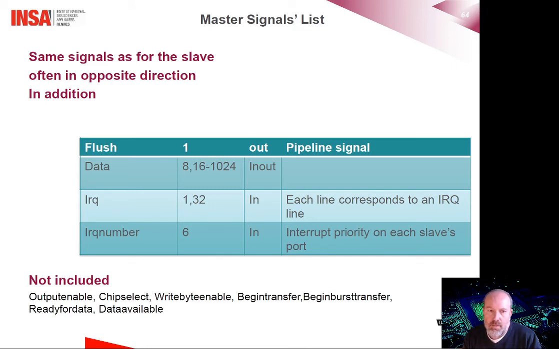And these signals are used for retransfers with latency. A master can clear any pending latent retransfers by asserting this specific flush signal. The IRQ number is an interrupt priority on each slave port. A bunch of signals is not included in the master interface. These signals are output enable, chip select, write byte enable, begin transfer, begin burst transfer, read ready for data, and data available.